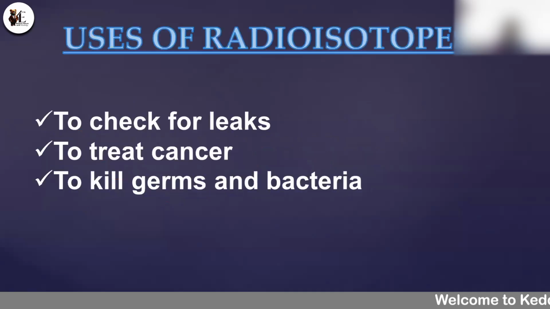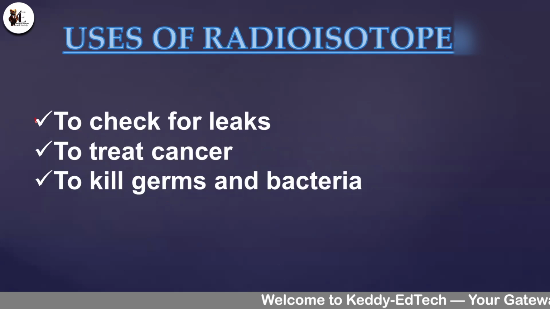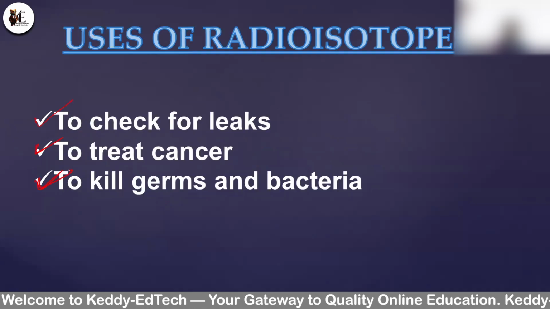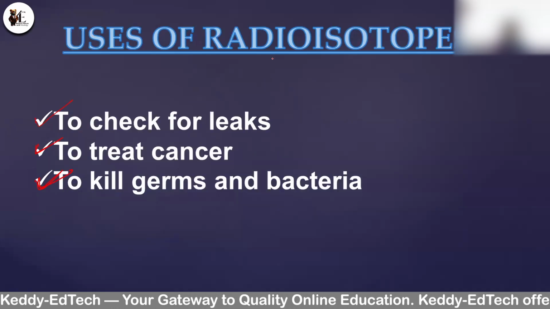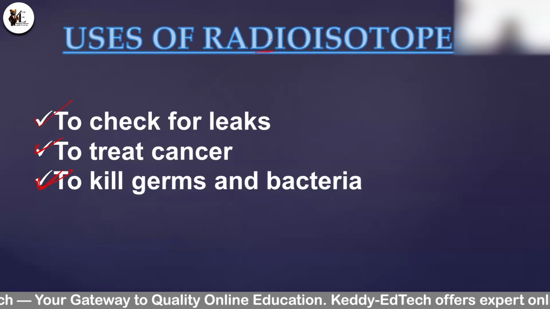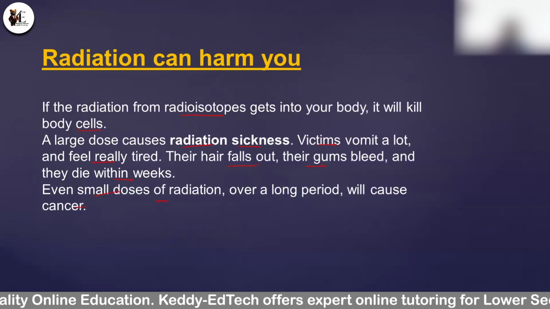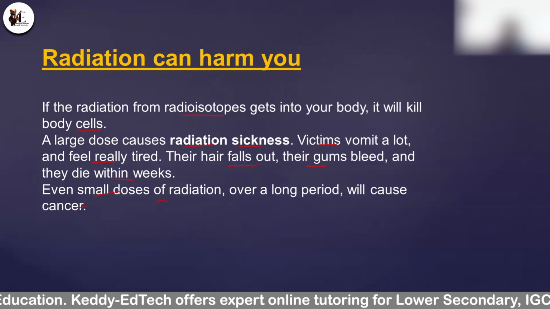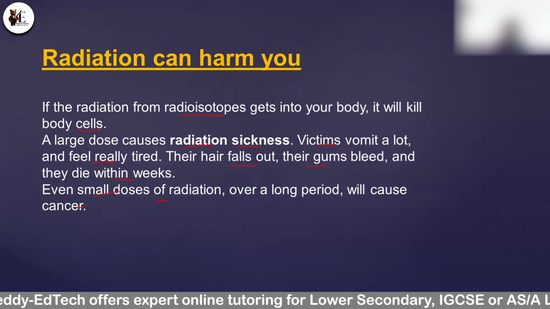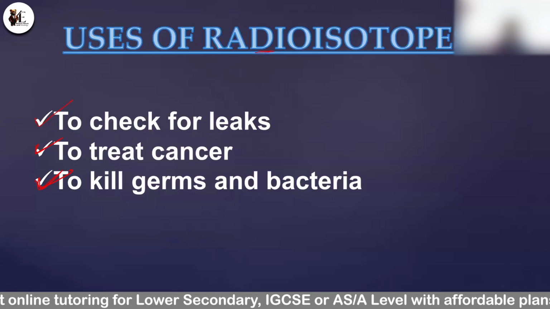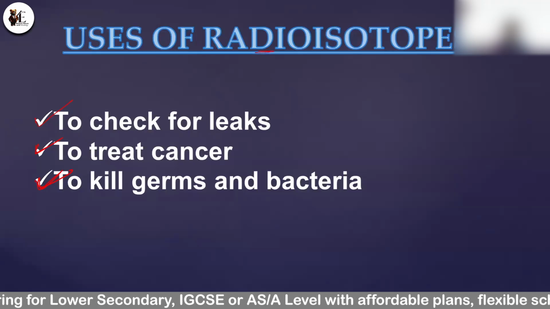Now we'll study some of the uses of radioisotopes. The first use we will study is to check for leaks. The second use is to treat cancer. And the third use is to kill germs and bacteria. That means these radioisotopes are harmful because they provide harmful radiation, right? You can see here that a large dose can cause radiation sickness, and even the person can die. But what are their uses? They check for leaks, treat cancer, and kill germs and bacteria.